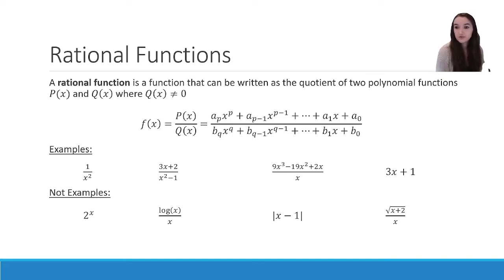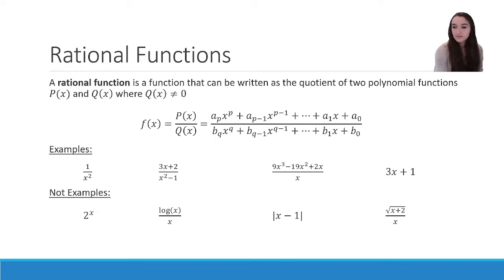So here are some examples and non-examples. 1 over x squared, that's one of our common functions, which is a rational function. 3x plus 2 over x squared minus 1, that's a polynomial over a polynomial. 9x cubed minus 19x squared plus 2x over x. Notice that, yes, this x could be canceled out here, and we'll talk about exactly how to do that because of common errors in doing that cancellation. Doesn't matter. It's still a rational function.